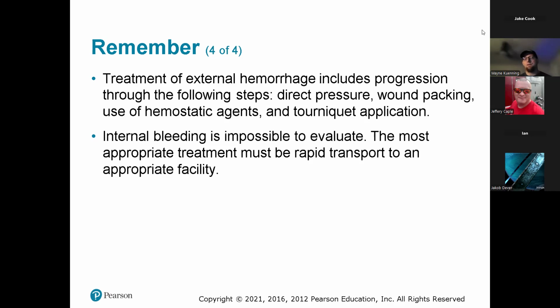Treatment of external hemorrhage: direct pressure, wound packing, hemostatic agents, and tourniquet application, in that order. Obviously, if you encounter a severed limb that has an arterial bleed, we're going to skip the preceding and go to a tourniquet because that's appropriate. Internal bleeding is almost impossible to evaluate. The most important treatment for somebody you suspect has internal bleeding is transport to a facility that can diagnose and treat said possible injuries.